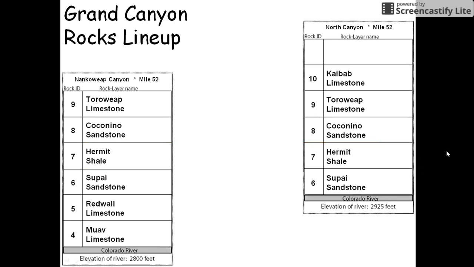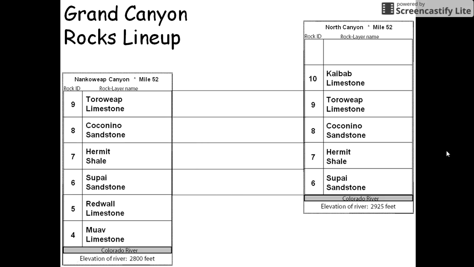They can then connect these rock layers like this, where I tell them to connect the four that are common on both locations, North Canyon and Nankoweap Canyon. They'll just draw horizontal lines connecting the four. And then we have this whole discussion where students are not sure what to do next. At some point, I ask them, well, what other features are at both locations, and they realize it's the river that's at both locations, so they can connect the Colorado River.